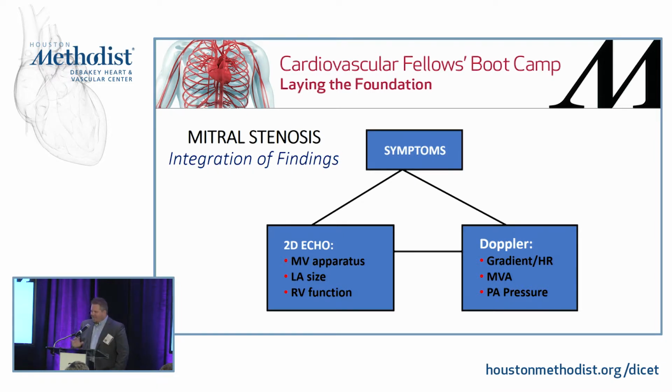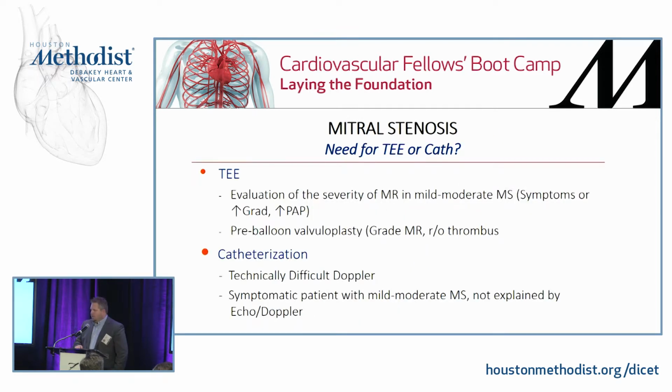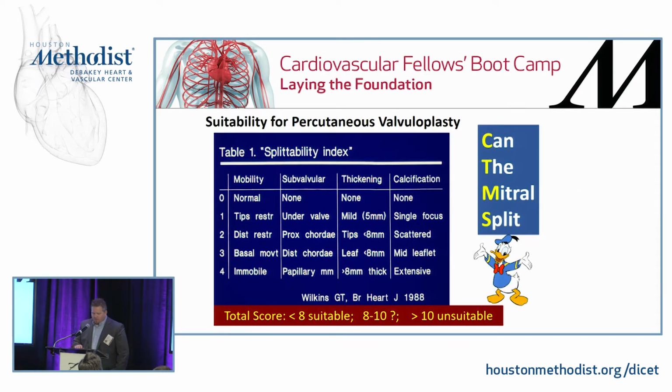So if we have symptoms with mitral stenosis, we do an echo. Hopefully the echo is going to correlate with the symptoms. However, if it doesn't, if we have severe symptoms, an insignificant gradient or a calculated low valve area, we do an exercise Doppler, see if we can elicit a proper gradient when we have normal flow conditions. So should you have to do a TEE to evaluate initially for mitral stenosis? No, usually not. Only if you're going to do a pre-balloon valvuloplasty or grade the amount of mitral regurgitation, and you almost never have to do a catheterization anymore, which used to be the very common thing to do.